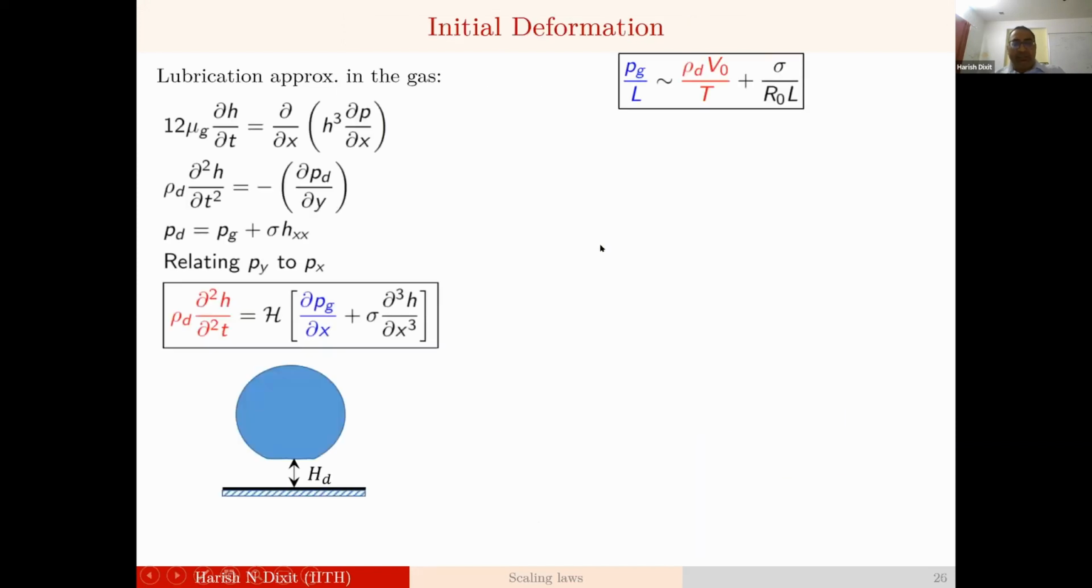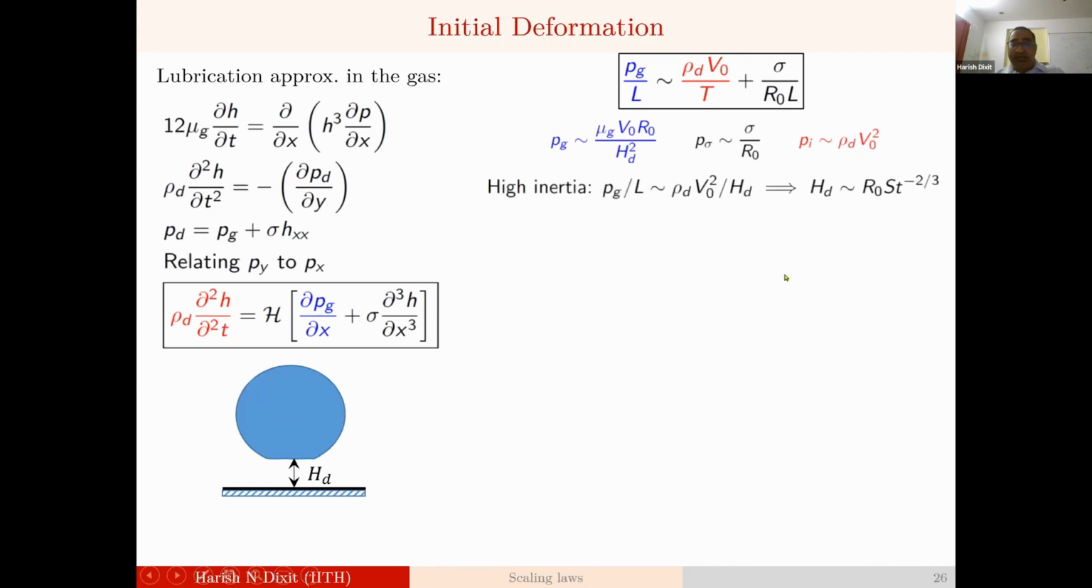So I like the general way we derive the scaling laws, which is to look at the lubrication approximation. So here's the lubrication approximation of the gas film. Now we can write down the lubrication approximation. We have three terms here. The blue is basically the capillary pressure. This is the gas pressure, and this is the capillary pressure, and this is the inertia. And we can do a balance of these things.